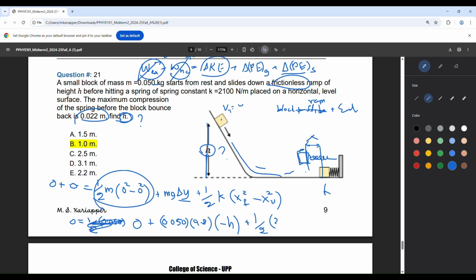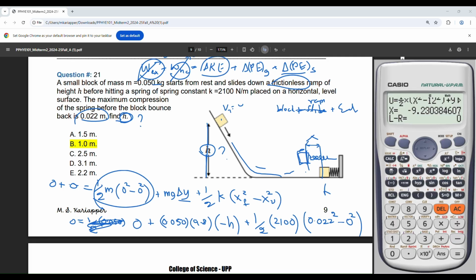k is equal to 2100 and x final is 0.022. Initially, it is unstretched, so 0 squared. That's it. We have our equation with only one unknown, which is h. All you do is take your calculator and write the equation in your calculator. 0 equals. You have to put the 0 because that's the only digit on the left hand side. The other 0 you don't have to put, so ignore that.